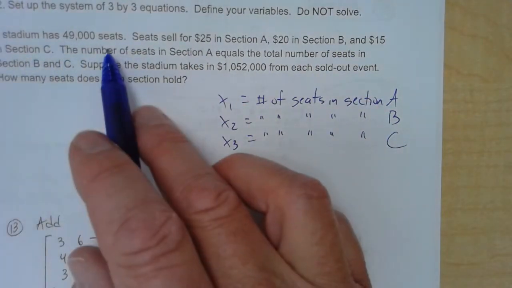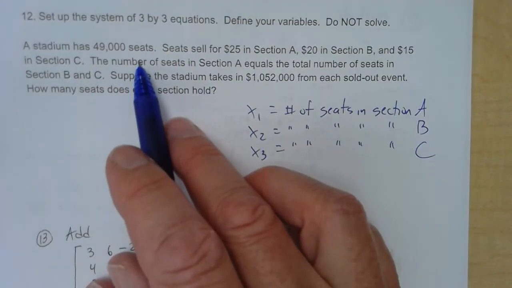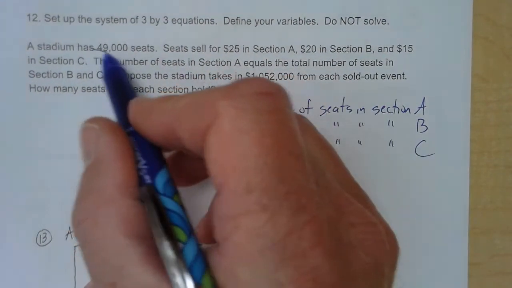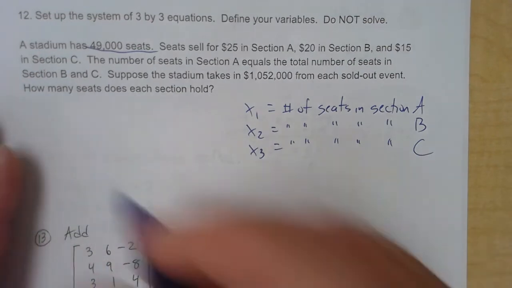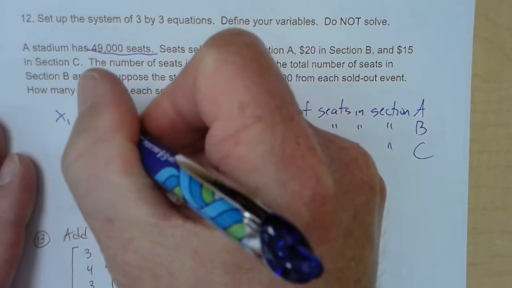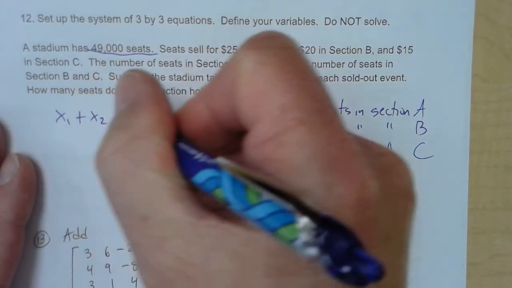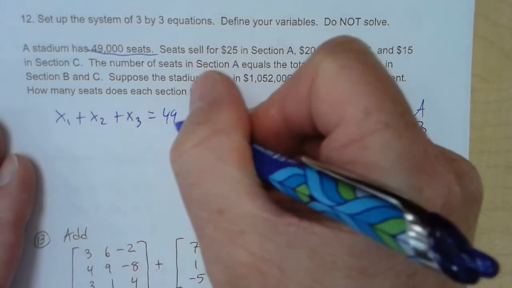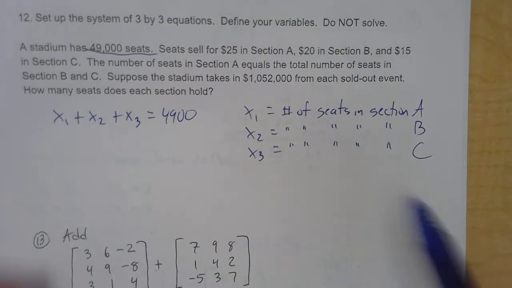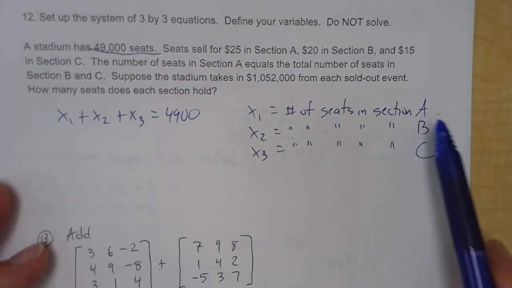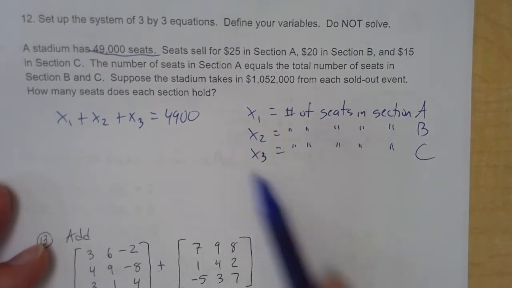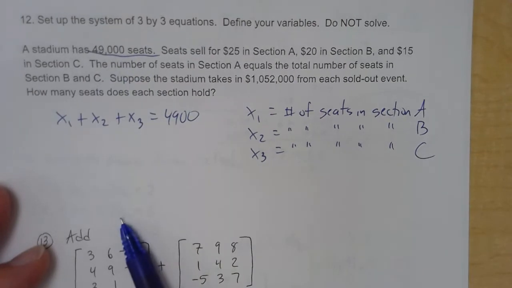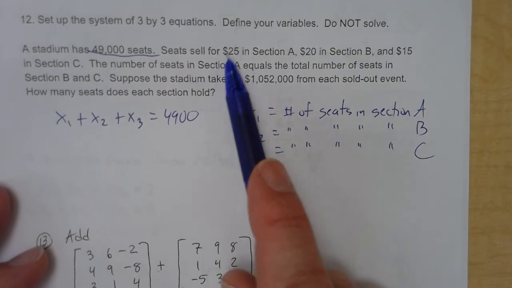So it has 49,000 seats. That's the easy equation, but sometimes it's the hard equation. That's the first equation. It's the total number of seats. So you add together all the sections, and it's 49,000. Because you put all the sections in the first plus the second plus the third, all these totaled up together is 49,000.